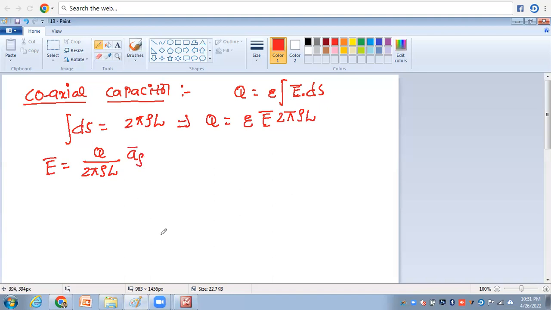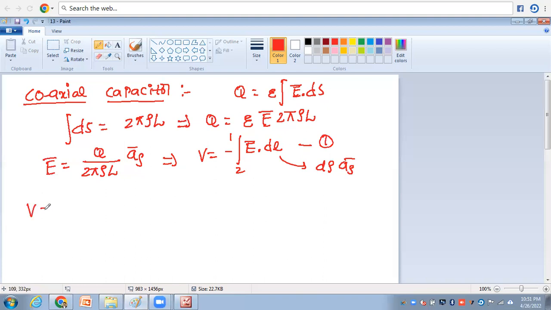Already we derived this in the previous lectures, so just go through it. Whatever E bar we get, simply we can substitute in the expression for potential V equal to minus integral 2 to 1 E bar dot dl. Substitute one by one. This is equation 1. In equation 1, substitute E bar, and dl we may write as d rho a rho bar.